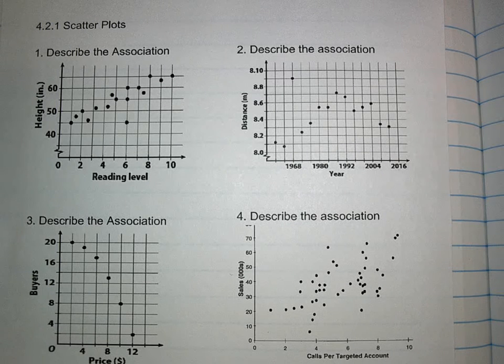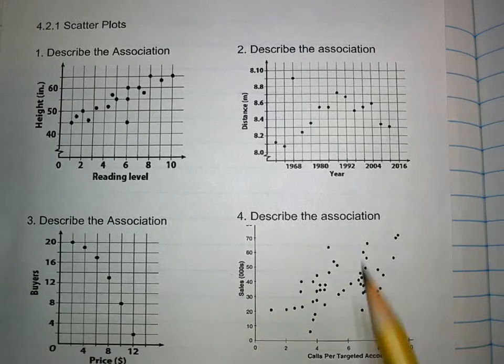So let's describe the association. If I say it's positive or negative, what other things must I say? It's linear or nonlinear. Very good. If it's positive or negative, it's also got to be linear or nonlinear. If it's no association, what else do I got to say? Nothing.